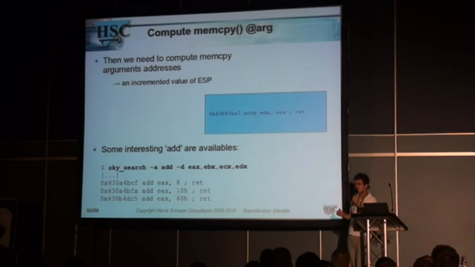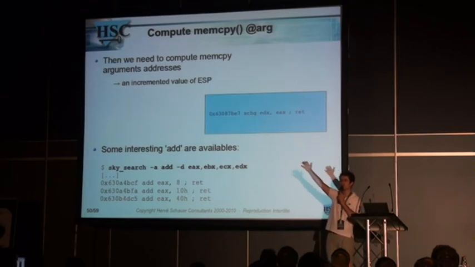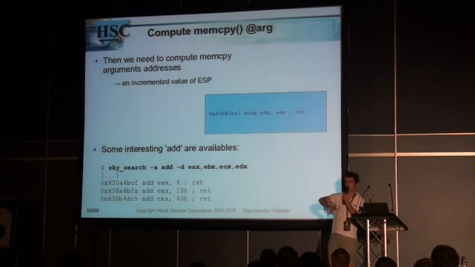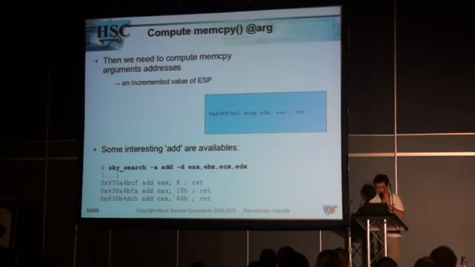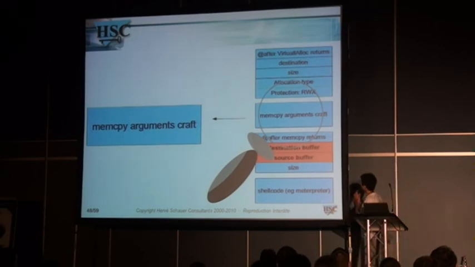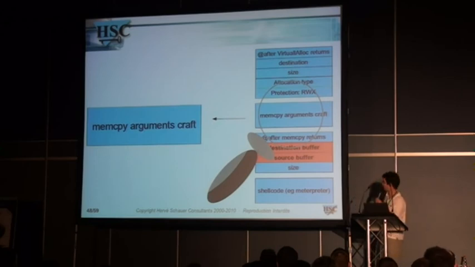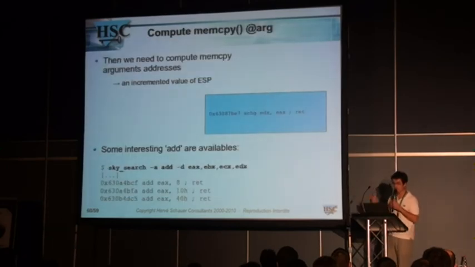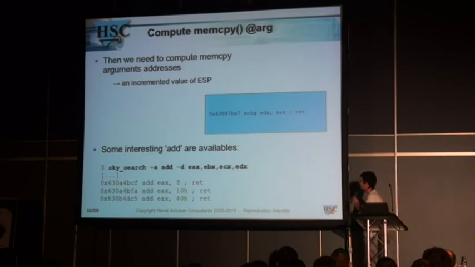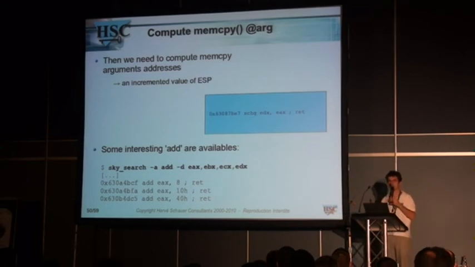What is the address of the shellcode? This is an incremented value of ESP. Okay, this is ESP plus all the ROP exploit we are building. If you recall, we are building this ROP chain, and the shellcode is here. So we need ESP plus many bytes in order to get here. So we can search for interesting add instructions, and we will mostly find add on EAX.